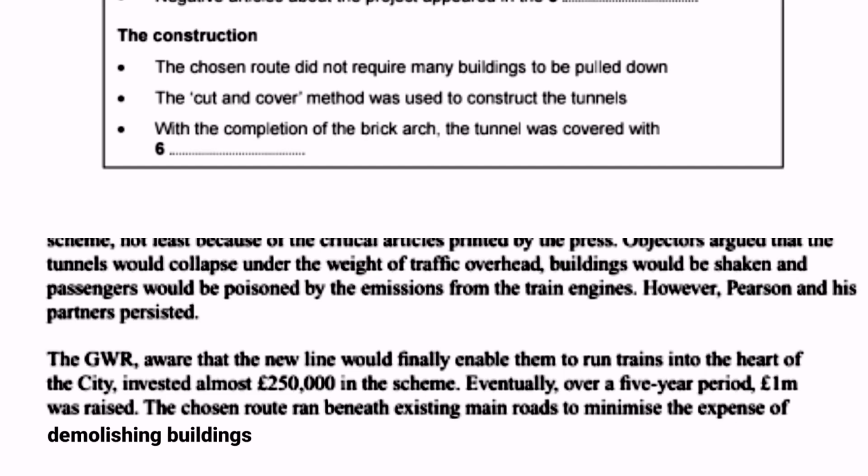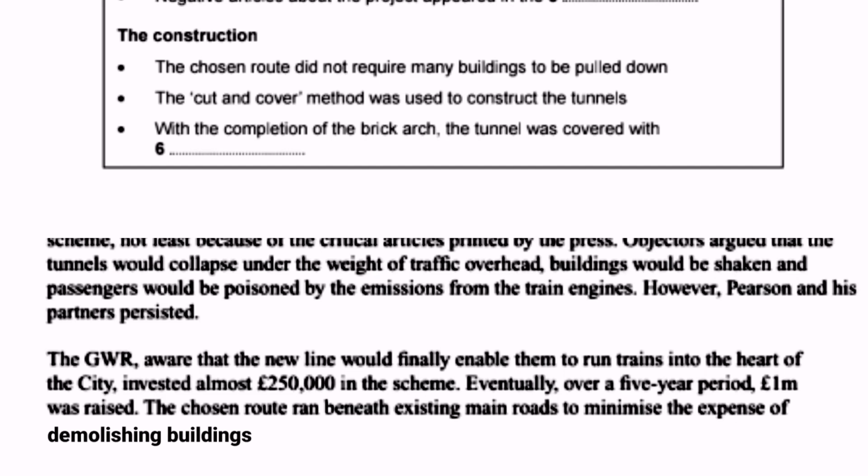Next heading in the summary is the construction. It means that our next 3 points in the summary are related to the construction, and we have to find the answer for the question number 6. First point is the chosen route did not require many buildings to be pulled down. Second point is the cut and cover method was used to construct the tunnels. We cannot ignore these 2 points in finding the answer of question number 6.